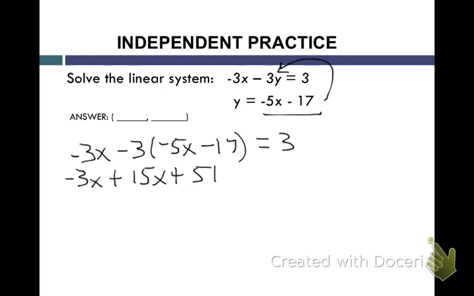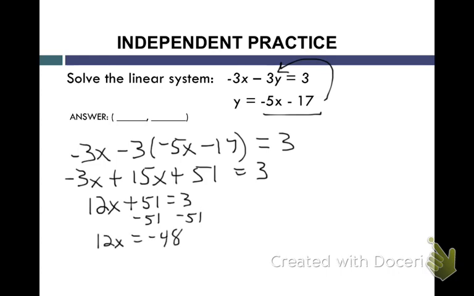That gives us 51. And then combine your x's, so we'll get 12x plus 51 equals 3. Subtract your 51 from both sides, so 12x equals negative 48, and then divide by 12. So x equals negative 4.